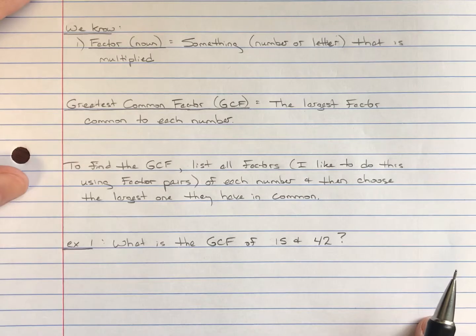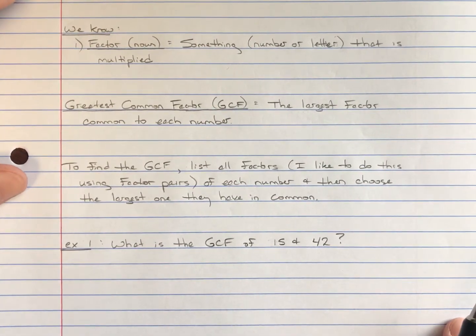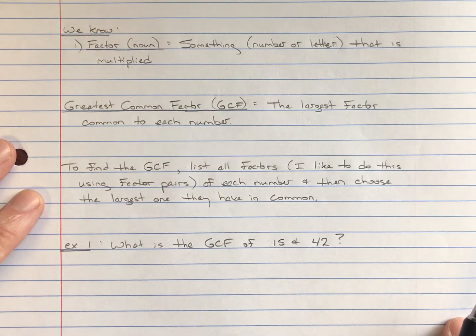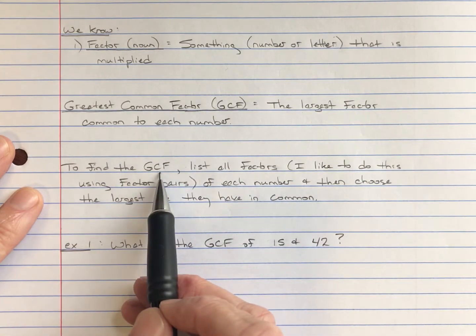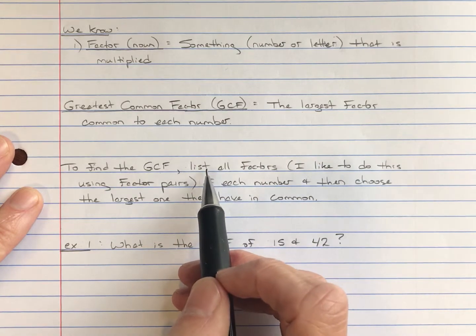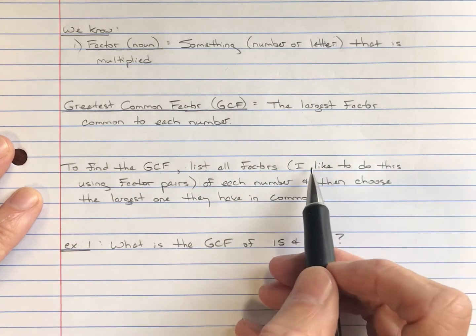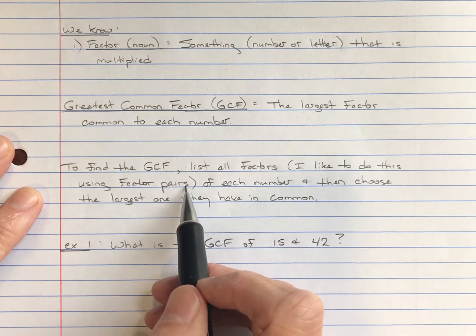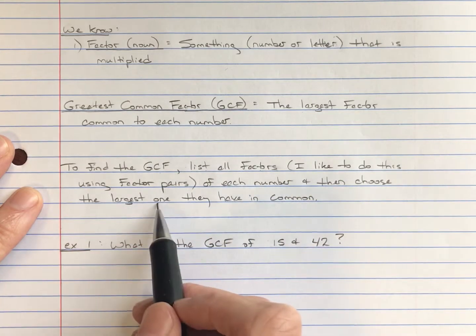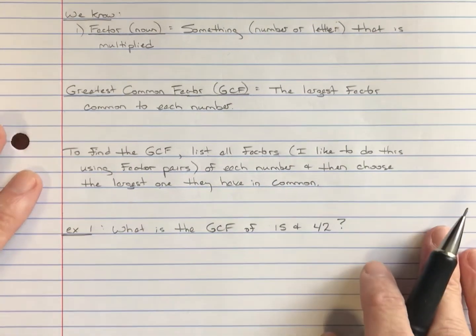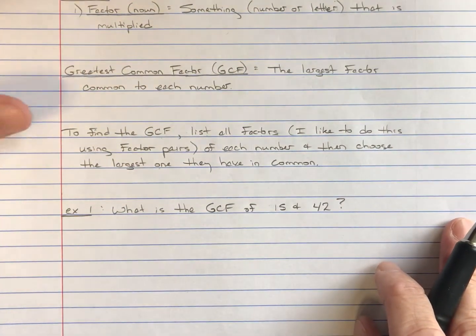Similar to another video on least common multiple, I find that it's easiest to simply list some things out and then find the greatest common factor from there. So to find the greatest common factor, I simply list all the factors. I like to do this using factor pairs, and I'll show you what I do. I list all the factors of each number, and then you simply choose the largest one they have in common.